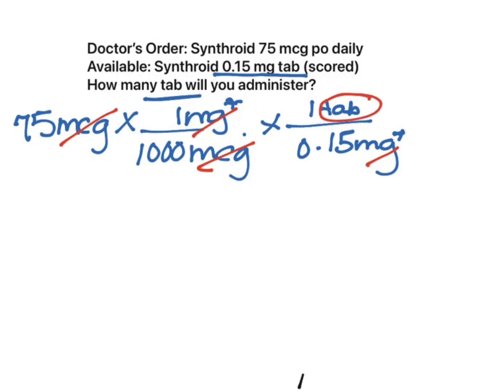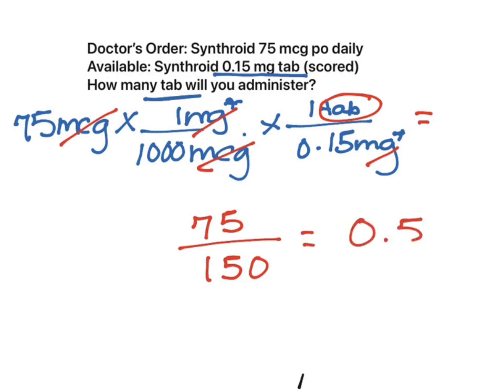So now all we have to do is multiply the top and the bottom. So for the top, we're going to do 75 times 1. That's going to give us 75. And then on the bottom, we have 1,000 times 0.15, and that's going to give us 150. So we're going to do 75 divided by 150, and we should get 0.5 tablets. So we're just going to give this patient half a tab.